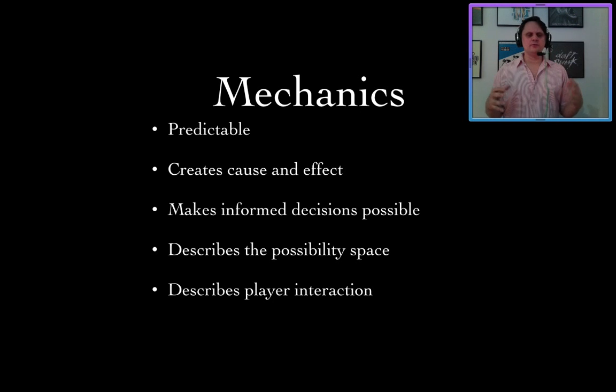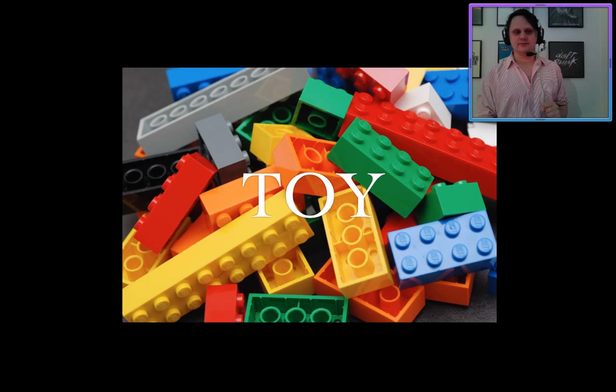It also describes the possibility space. What is possible in this world? What is not possible? What are my limitations and what are my opportunities? And it describes the player interaction. This is what the players do in the game. So if you build something that only has mechanics, you get what I call a toy.